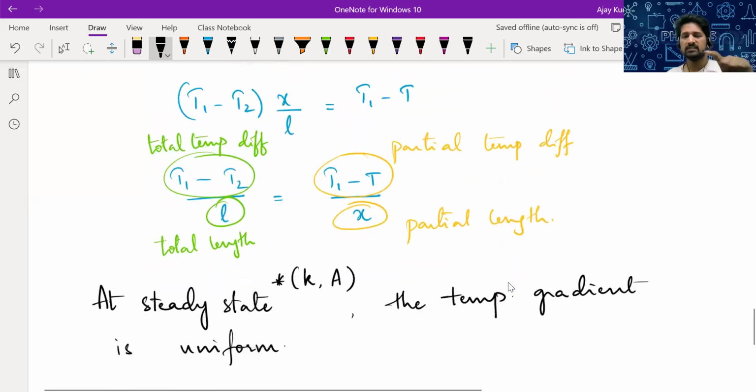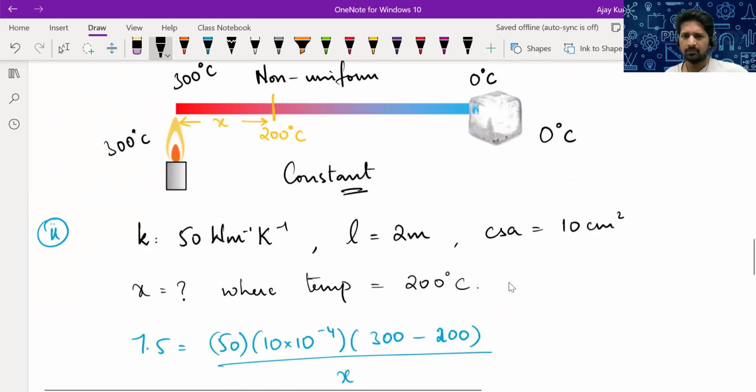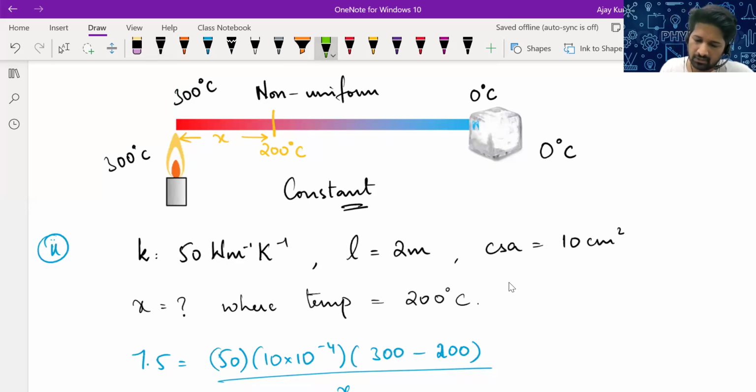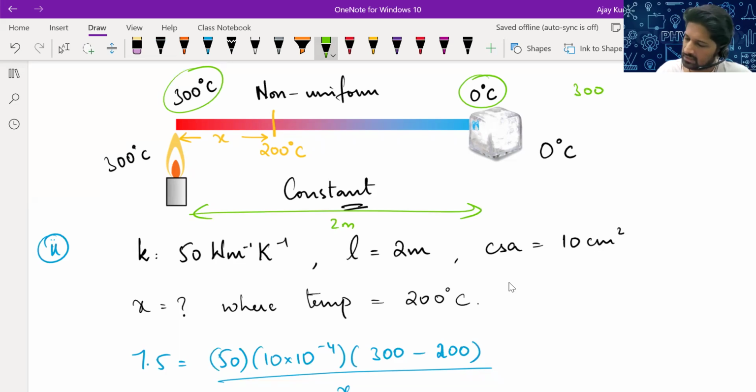Okay, let us use this idea to solve the previous question now. Okay, previous question how we solved was we already determined the rate of heat flow. Based on rate of heat flow, we got the distance x. Okay, but let's now use this idea. If you apply that, see, we know one end is at 300, the other end is at 0, and total distance was 2 meters. Okay, so how do you write temperature gradient? 300 minus 0 divided by 2.